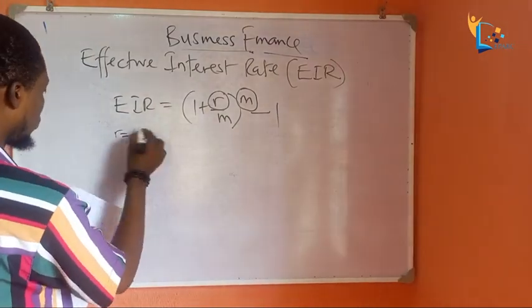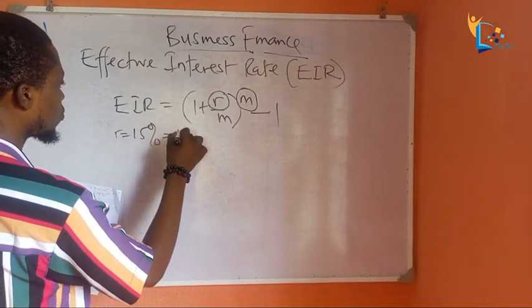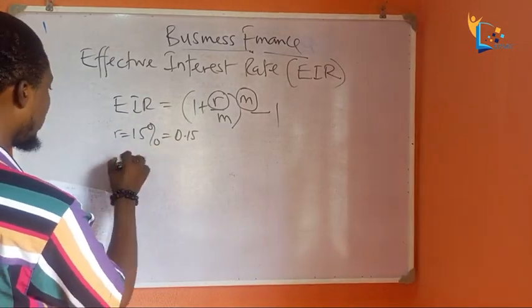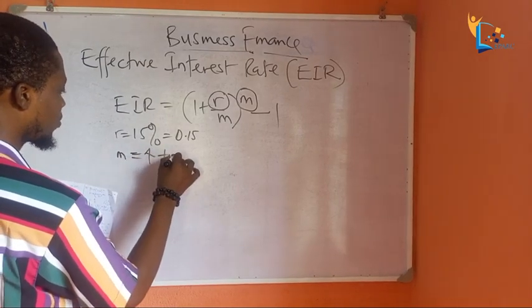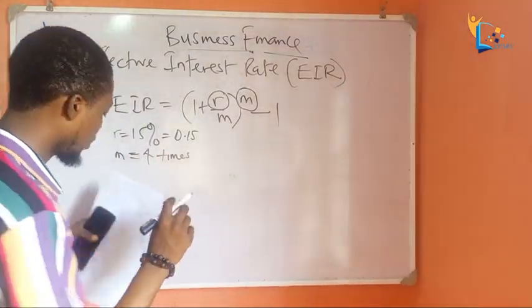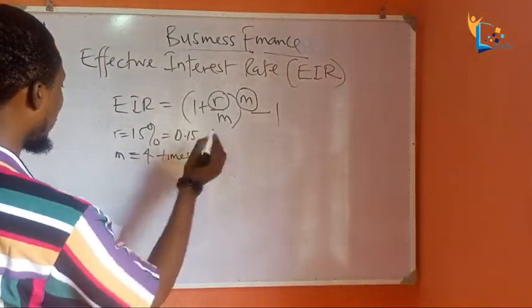The rate here is 15%, which is equal to 0.15. Then the M here, for quarterly, is 4 times in a year. I'll do quarterly while you try monthly. Then what else do we need? I think that's all. So let's solve.